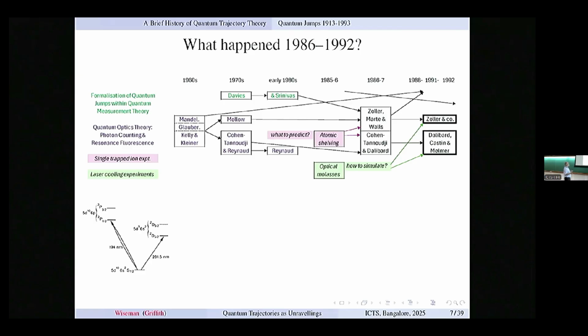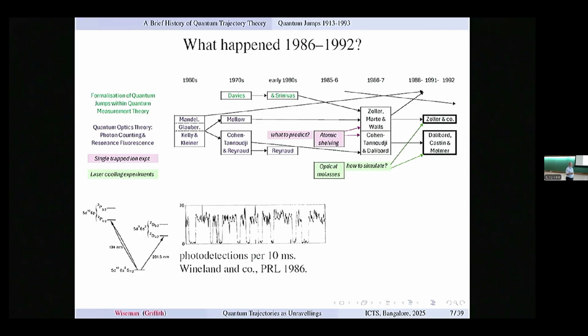And so there are actually a whole bunch of people who were doing theory at this time to either predict or explain what was seen in the experiments. Oh yeah, so there's a picture. This is from one of the papers, the Wineland group, the PRL in 1986, showing the same sort of random telegraph process, or blinking, of on and off photon count from this atom. Right, so there are a lot of people who worked on this. This is not a list of all the people, but the ones most important to the story were the groups of Zoller, Marte, and Walls, and Cohen-Tannoudji and Dalibard.